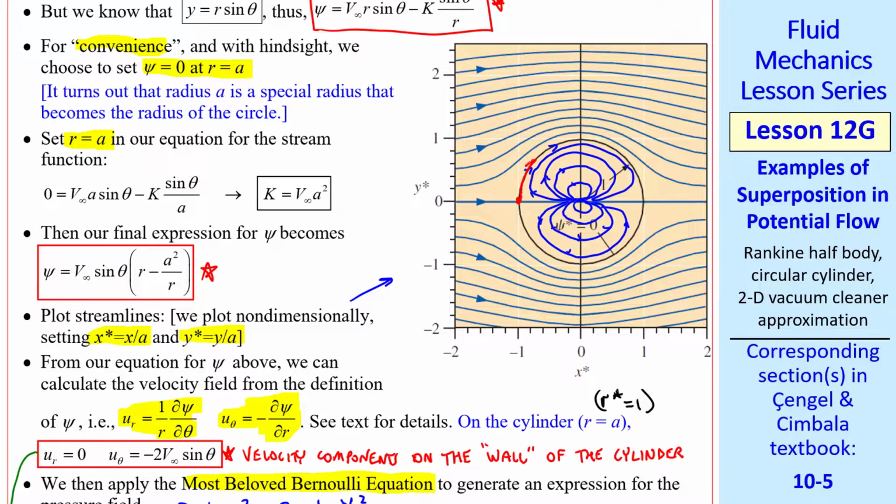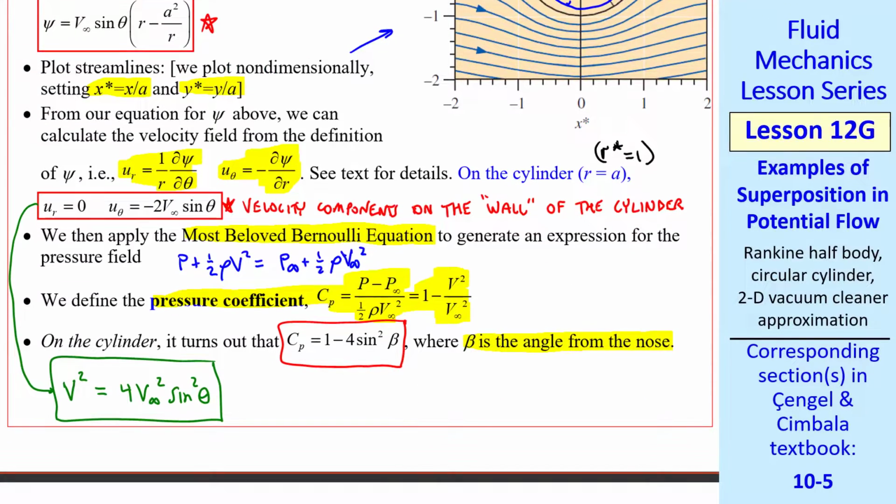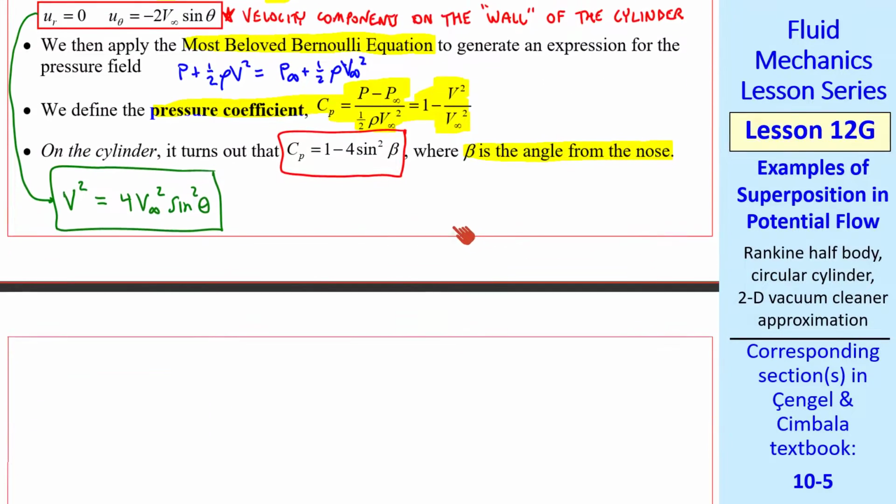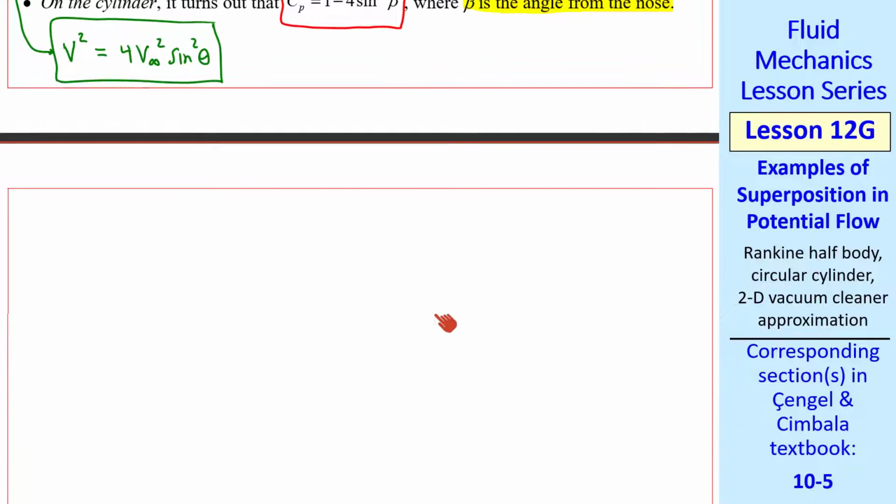Angle beta is defined along the wall from the front stagnation point. This flow is symmetric right and left, and there's also a rear stagnation point, and theta is defined counterclockwise from that rear stagnation point. Beta is the preferred angle for aerodynamics. Now that we have both the velocities and the pressure along the body, we can analyze.